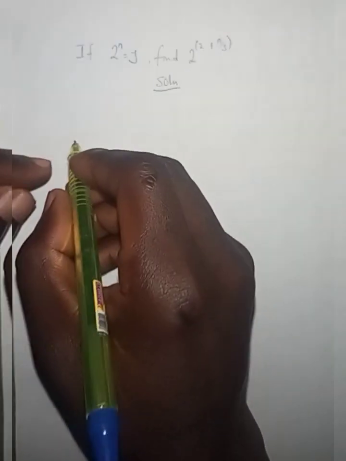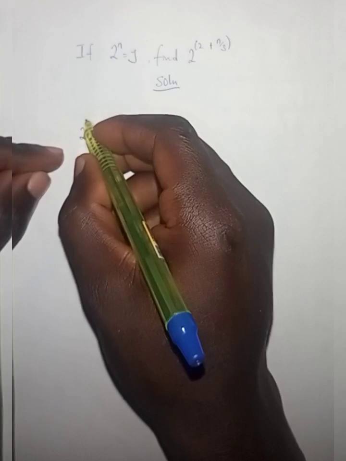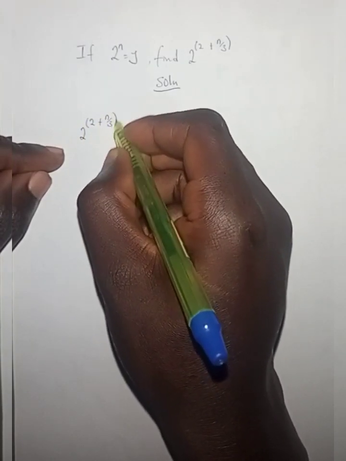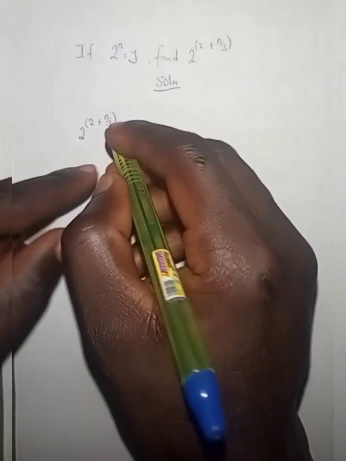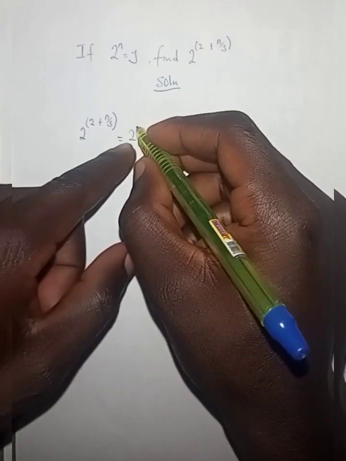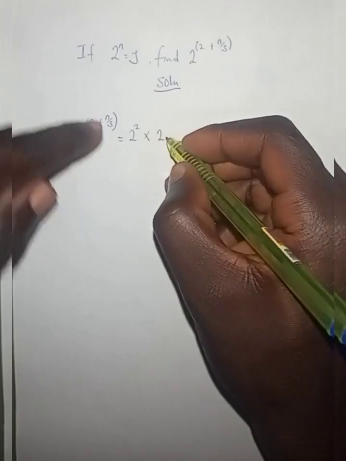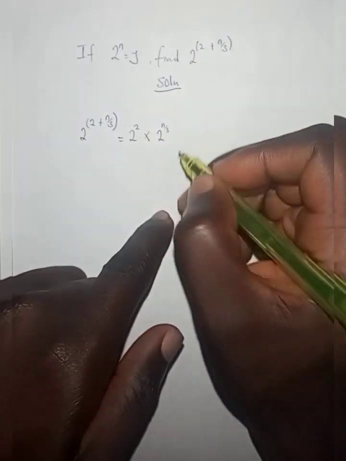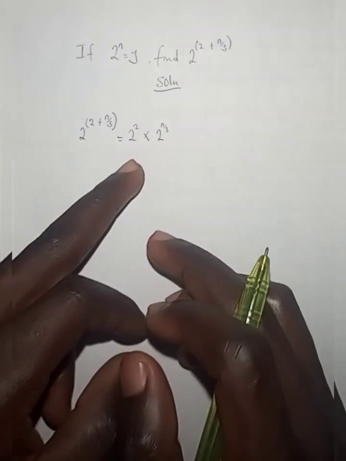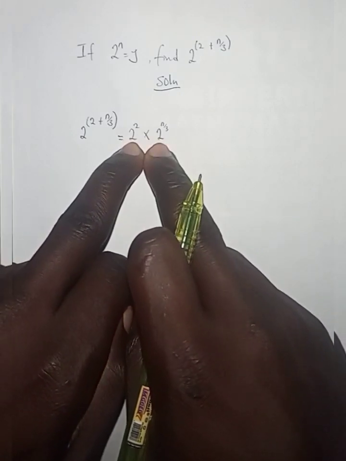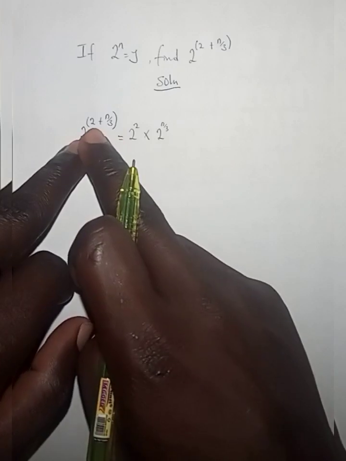This is also another example. If 2 to the power of n is equal to y, then we have to find 2 to the power of open bracket 2 plus n close bracket over 3. So let's use this to find the problem. 2 to the power of 2 plus n over 3, which is the same thing as 2 to the power of 2 times 2 to the power of n over 3, from the multiplication law, where it says when we are having the same base, we simply pick one of the base, then add up the powers.